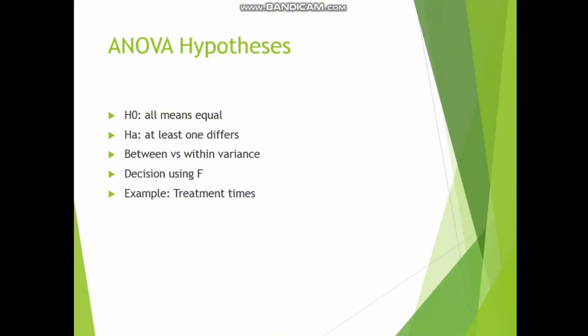In ANOVA, the null hypothesis says all means are equal. The alternative hypothesis says that at least one mean is different. We compare variation between groups and within groups. If the F value is large, we reject the null hypothesis.